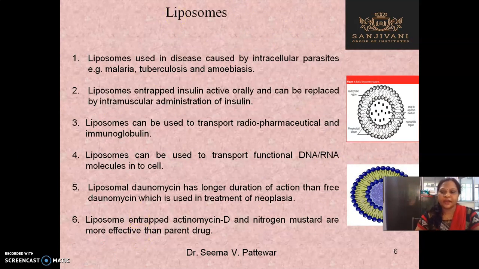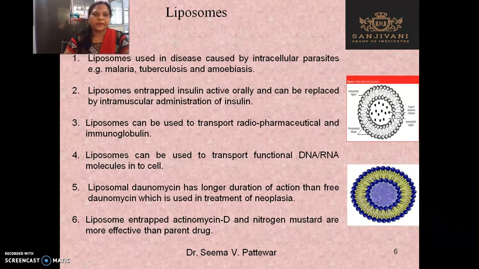The next is the liposome. Liposomes are used in diseases mostly malaria, tuberculosis and amoebiasis. In such type of conditions mostly they are used. Liposome entrapped insulin is active orally and can replace the intramuscular administration of insulin. Traditionally insulin is injected by the use of an injection, but now it is possible that you can take insulin orally also with the help of liposome as a modern dosage form.